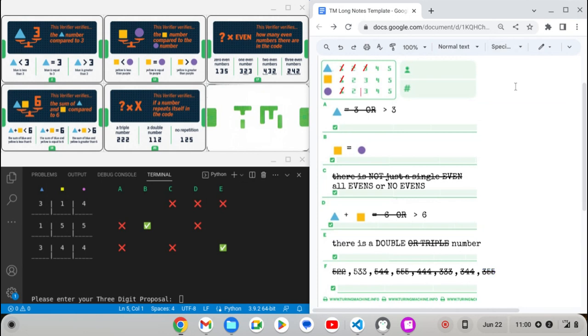Oh my goodness. I'm just going to type it up and kind of review here. So let's see. Does triangle start off with something that's bigger than 3? Yes. Are the last two equal? Yes. I'm going to deduce that obviously there are no evens. The sum is greater than 6? Yes. There's a double? Yes. And yeah, I guess that's it.